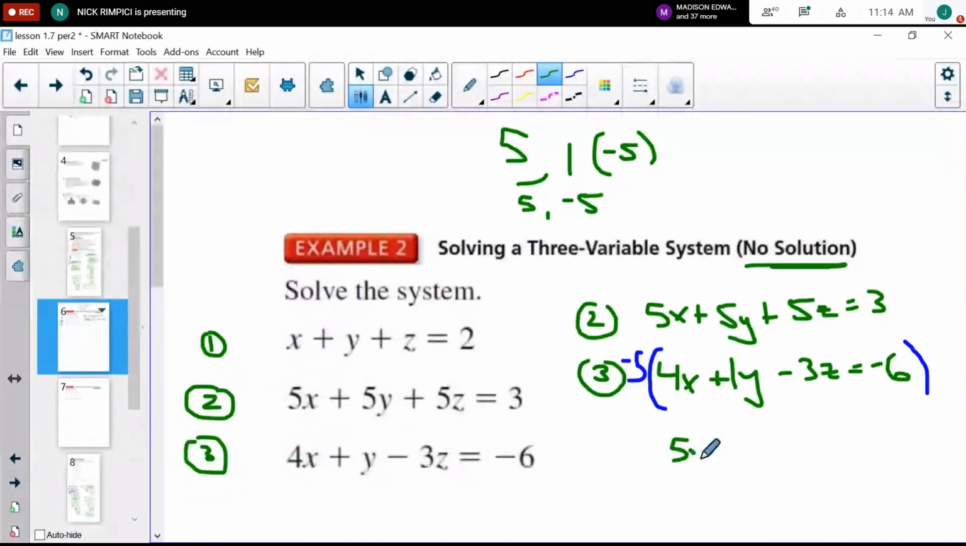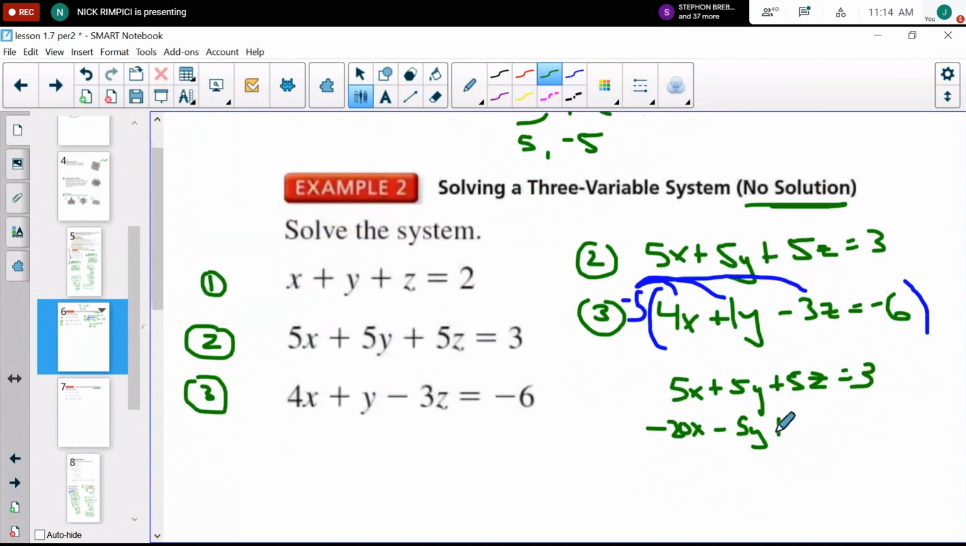So I'm just going to rewrite 2, which is 5x plus 5y plus 5z. No work is happening. I'm just recopying what I have. Now I have to listen to what he suggested and multiply equation 3 by -5. So I'm going to do -5 times 4x, which is -20x. Then I have to do -5 times 1y, which is -5y. I'm happy about that. It's going to help me in a minute. I've got to do -5 times -3z, which is positive 15z. And lastly, -5 times -6 is positive 30.